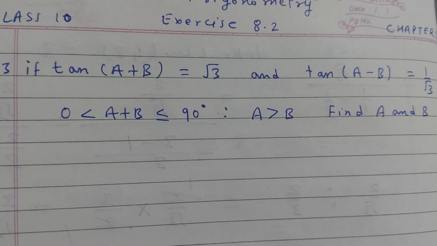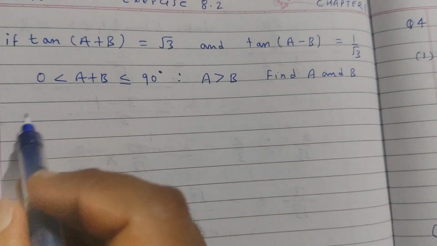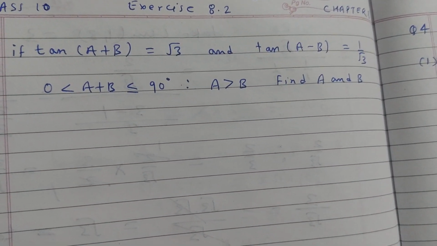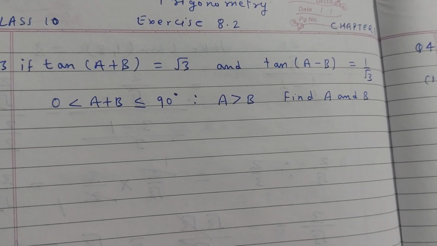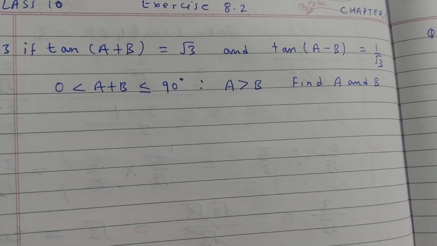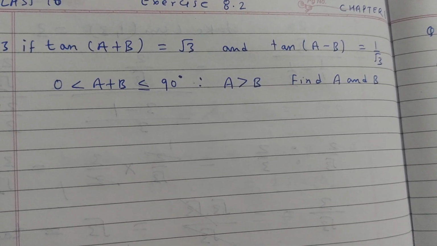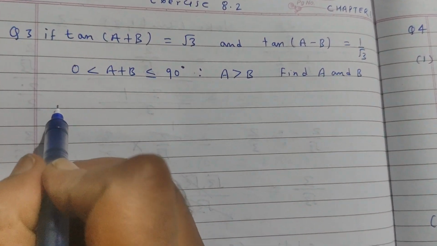So here we start. In the given, tan(A+B) is root 3 and tan(A−B) is 1 by root 3. So, start the solution.